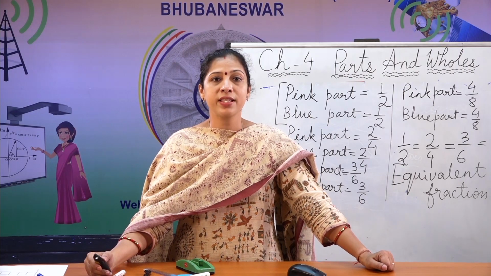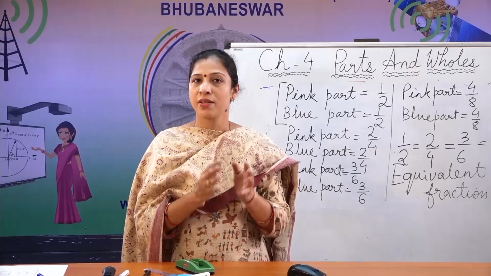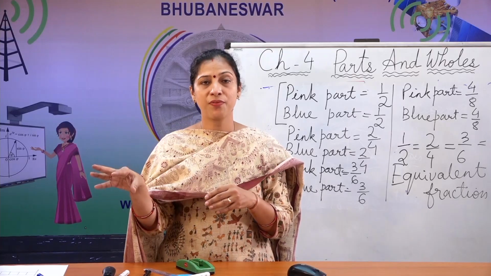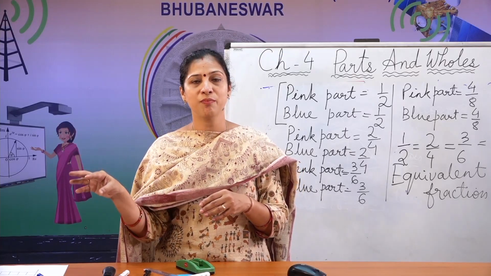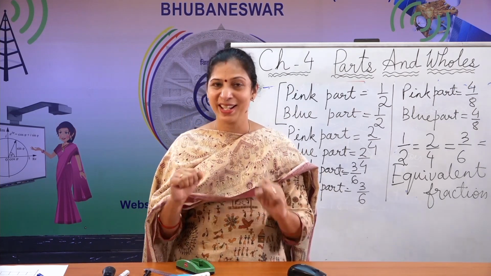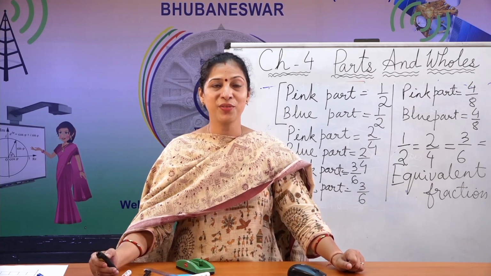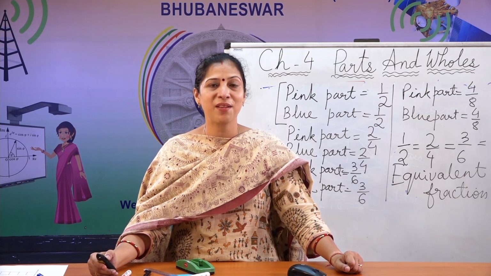Now next one is, if Ramesh had cut the halwa into 6 equal parts, how many pieces would each one get? Now this is very simple, children. Try to do it in your mind. Something which is divided into 6 equal parts and half of that is given to Ammu and half of that is given to Annu. Just think and find out the answers on your own. Now that you know how to divide and how to find out the halves, you can find out on your own.